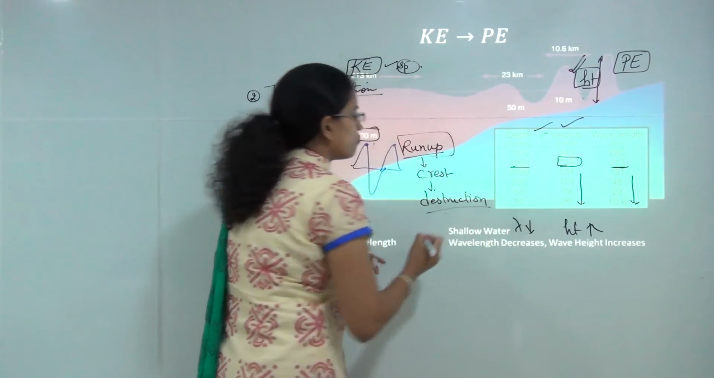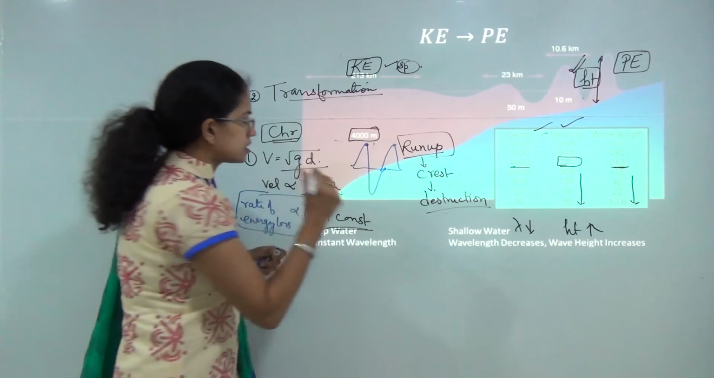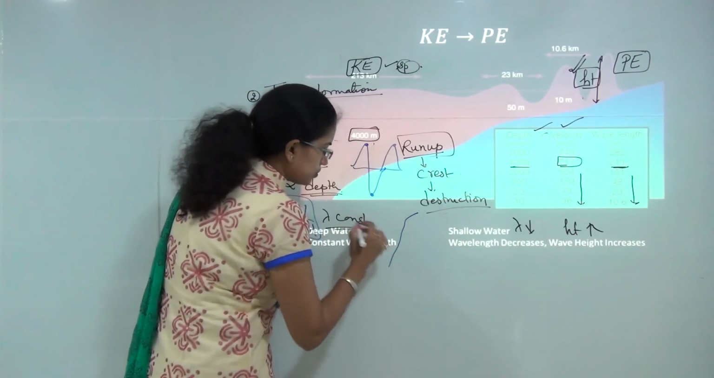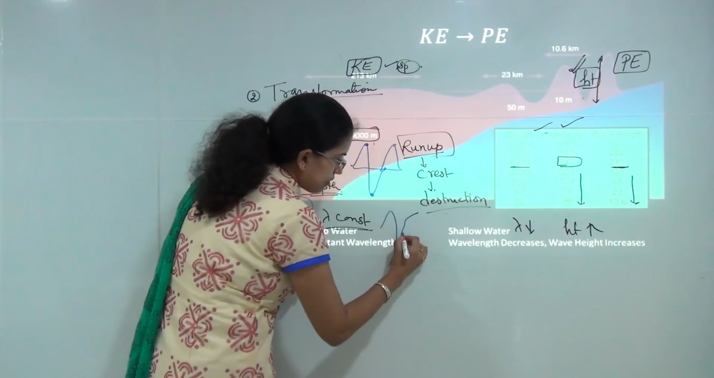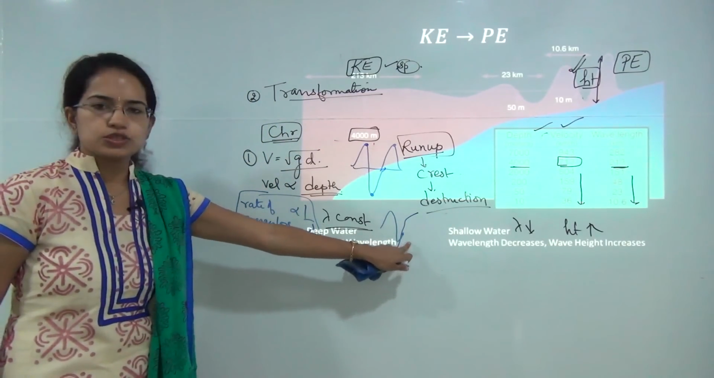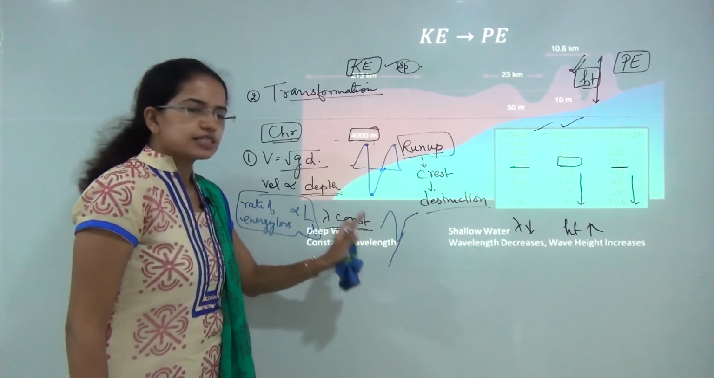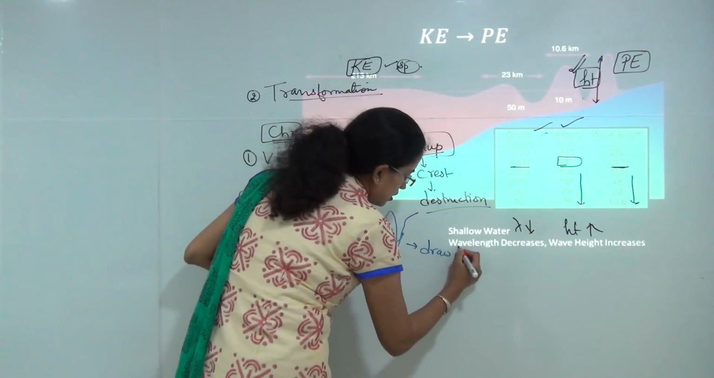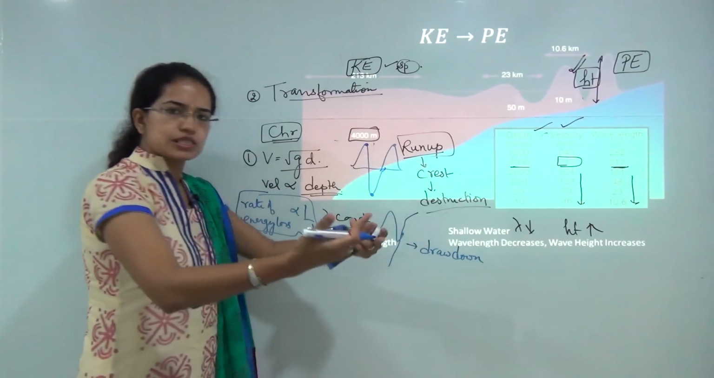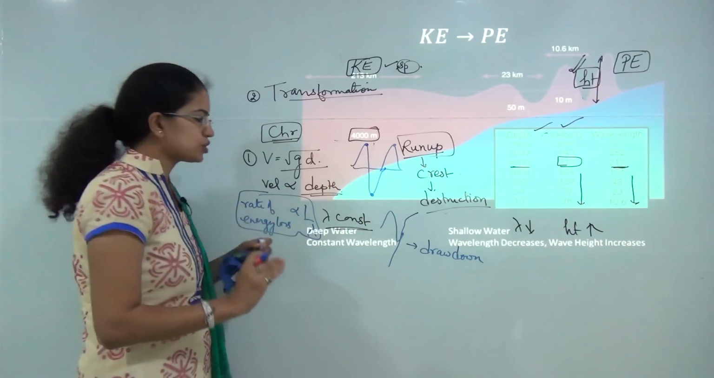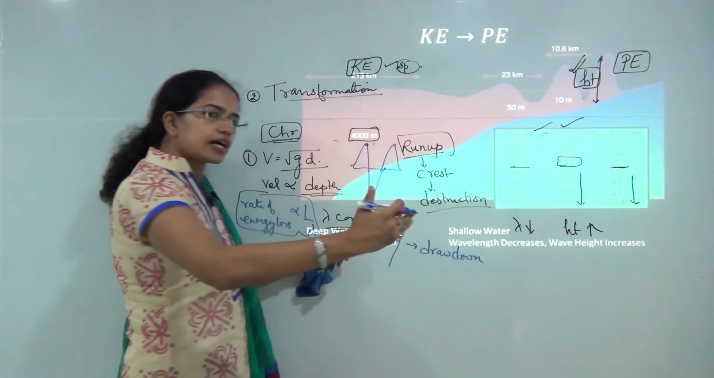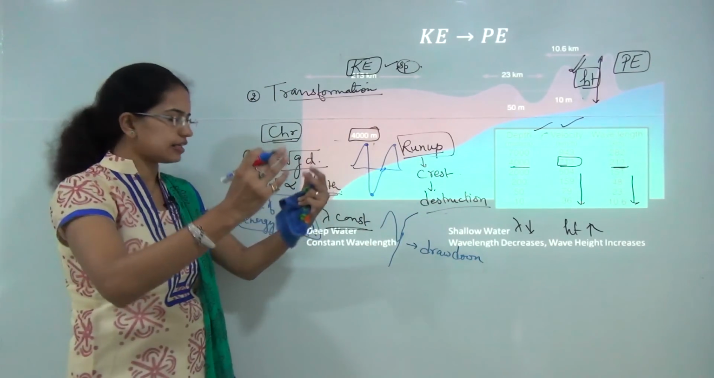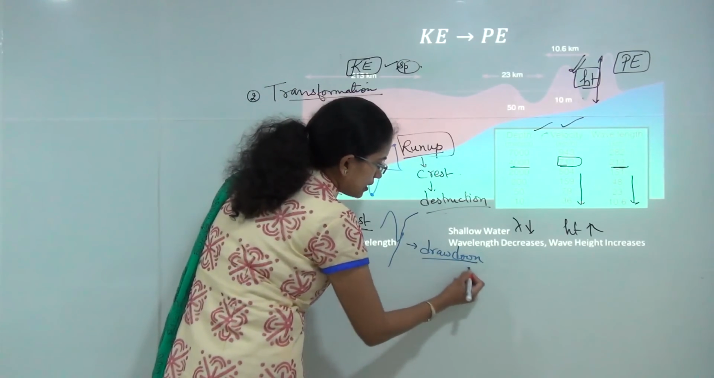But what would happen if the trough touches the coast first? So I have this as the coastline and I have a deep trough that is touching the coastline first. If a trough is touching the coastline first, there would be drawdown. Drawdown means the water would slightly move back and then push forward. So there would be water moving towards the ocean and then retreating back. So that would be known as drawdown.